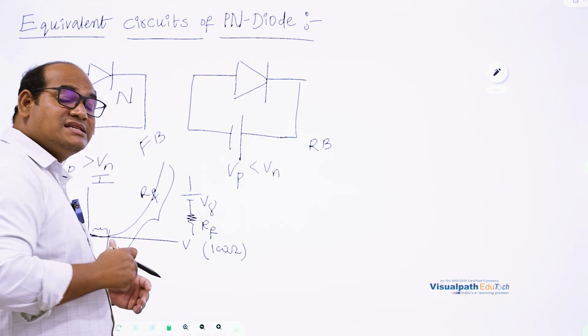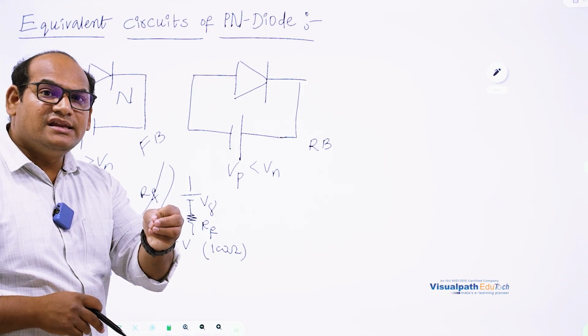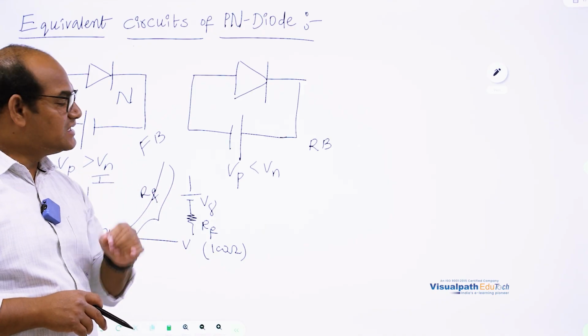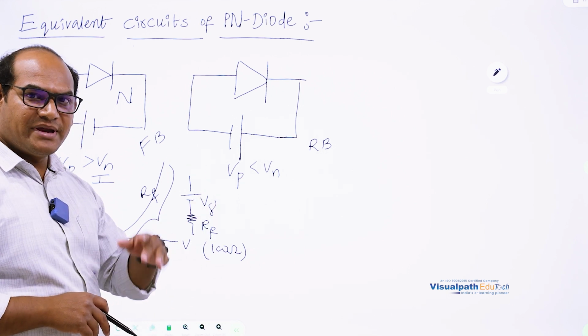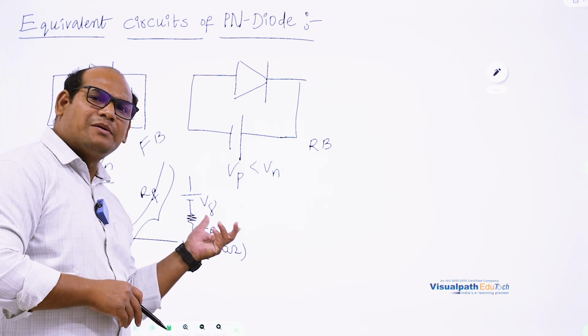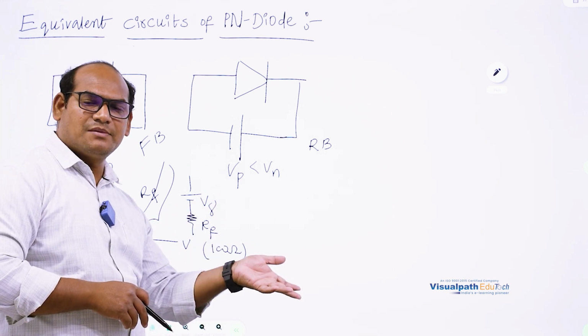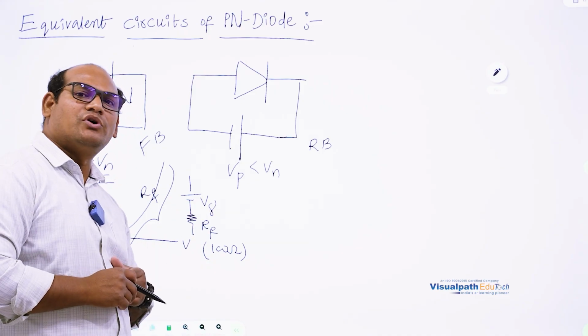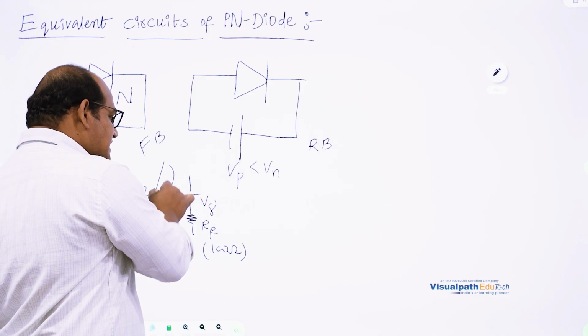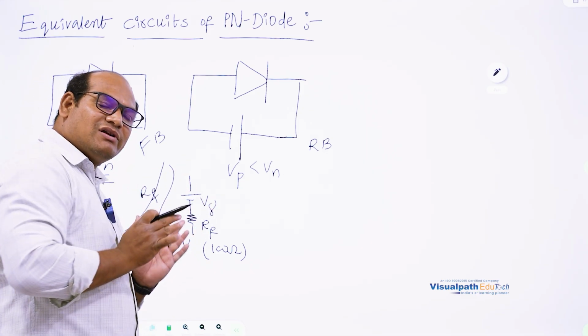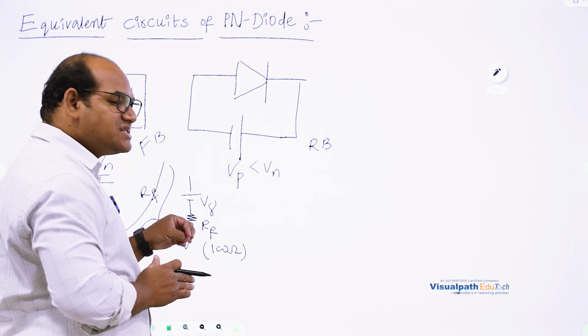And V gamma is based on the type of the material which is used to manufacture the PN junction diode. Based upon the silicon material, based upon the germanium material, it will be decided. Like 0.6 for the silicon, 0.3 for the germanium you can take. So these things you have to provide. So this is nothing but the equivalent circuit of the PN junction diode which is in forward bias.